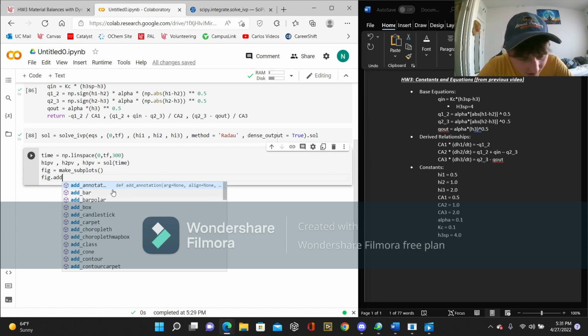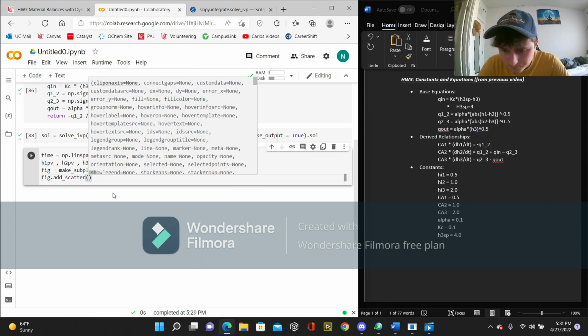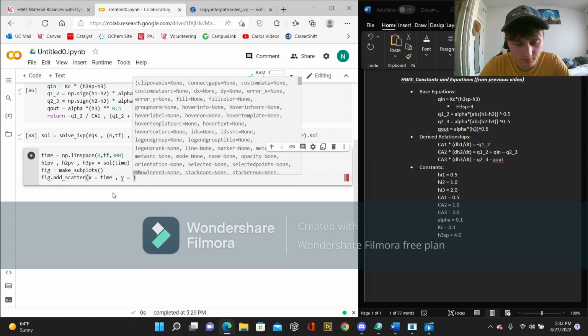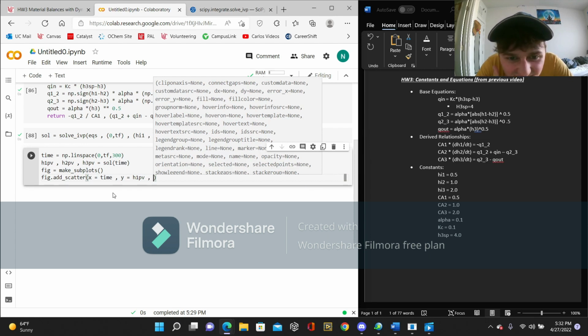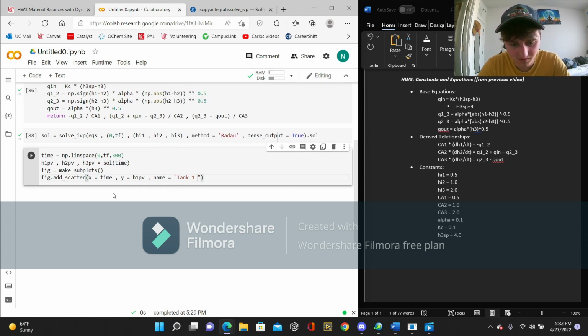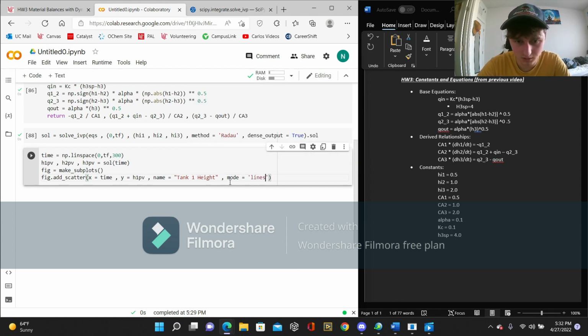Fig dot add trace, scatter plot, go.Scatter. We're going to need our x values, which is time, and our y values, which are going to equal H1 PV. And then what else do we need in here? Let's name each of these. We're going to name this one Tank 1 Height. And it is a scatter plot, so it's going to give us points, so let's do mode equal to lines.